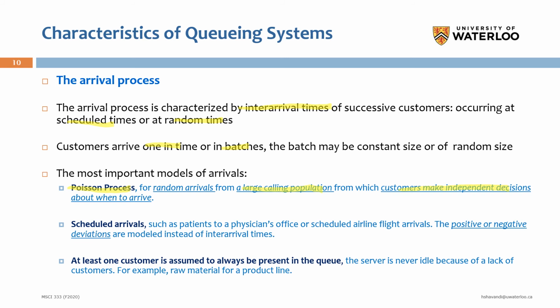Okay, and we may have scheduled arrivals, like patients to a physician's office, or a scheduled airline flight arrival. Here we usually model the positive or negative deviations instead of having interval times. And the third one could be this: at least one customer is assumed to always be present in the queue. So the queue will never be empty, or the server will never be idle, for example, raw material in a product line.